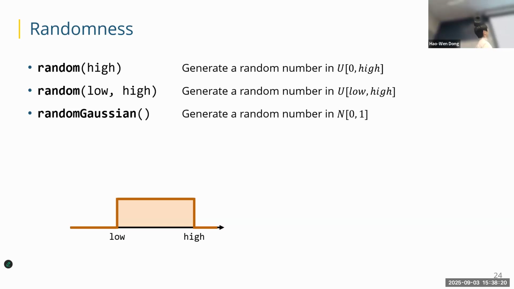So if you don't specify the lower bound, then it will by default be set to 0. So if you do random 1, this is equivalent to random 0, 1. That's it. So you can do it that way. But anyway, this will generate a uniform distribution. By uniform, it means that every single number will be equally possible to be generated.